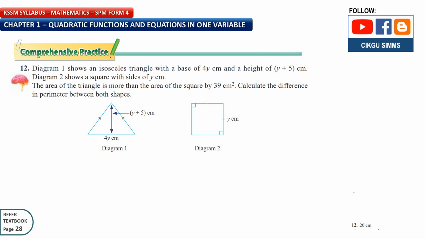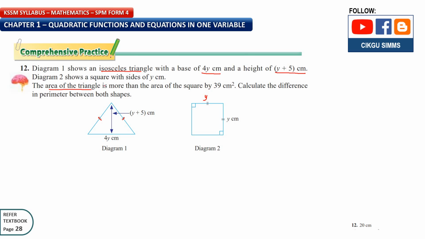So question 12, diagram 1 shows an isosceles triangle, which means these two sides have the same length. Okay, so we call it an isosceles triangle with a base of 4y and a height of this. So the base is 4y and the height is this. And then diagram 2 shows a square with sides of y cm. So it's a square of y cm. The area of the triangle is more than the area of the square by 39.